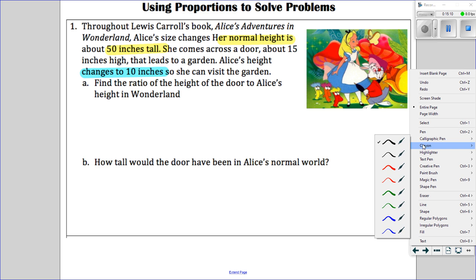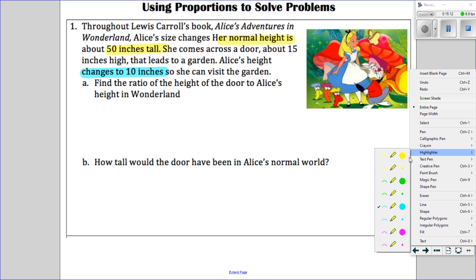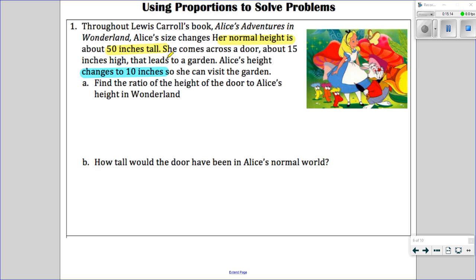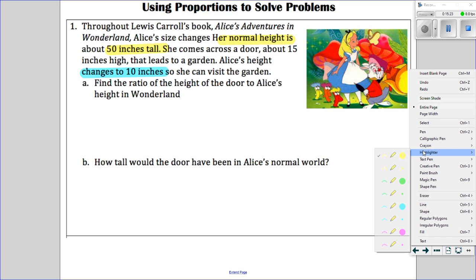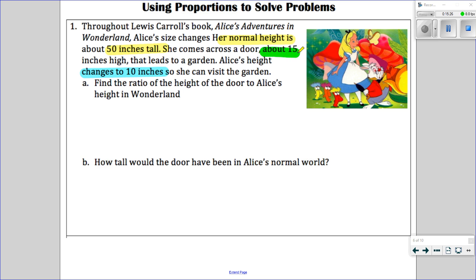Now let's go back to the door. She comes across the door and it's 15 inches high. That leads to the garden. So what I'm going to do is put that in another color. So the door is about 15 inches high, and that leads to the garden. All right, so that means the door was already 15 inches high, and she had to shrink to 10 inches in order to fit through the door to get to the garden.